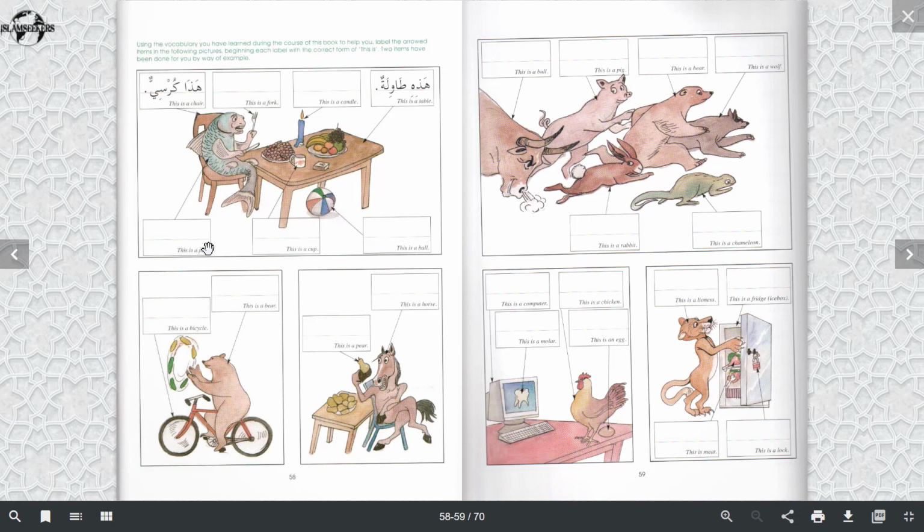This is a fish. هذه سمكة. This is a horse. هذا حصان. This is a pear. هذا إجاص. This is a bear. هذا دب. This is a bicycle. هذه دراجة.